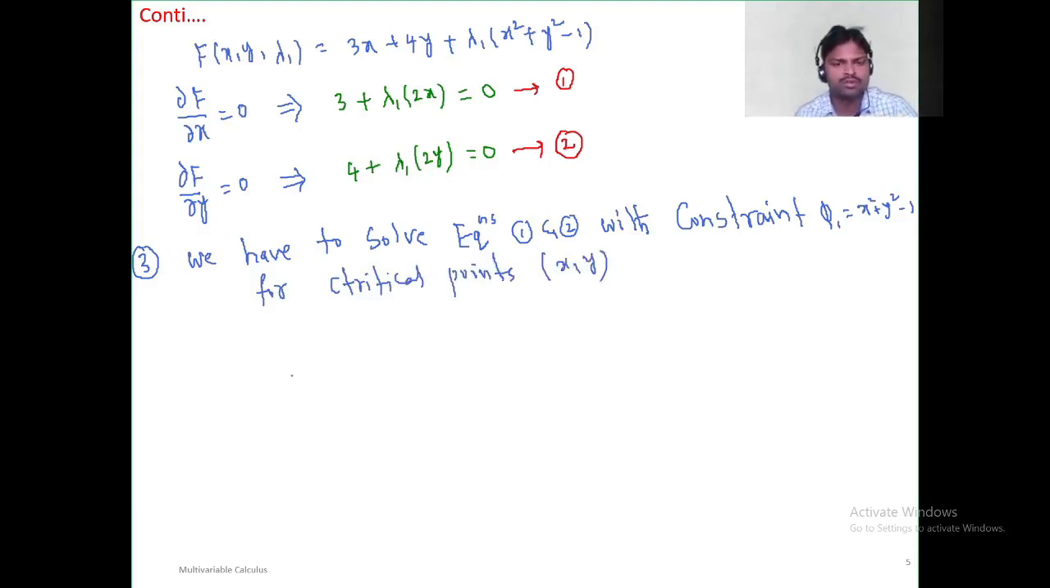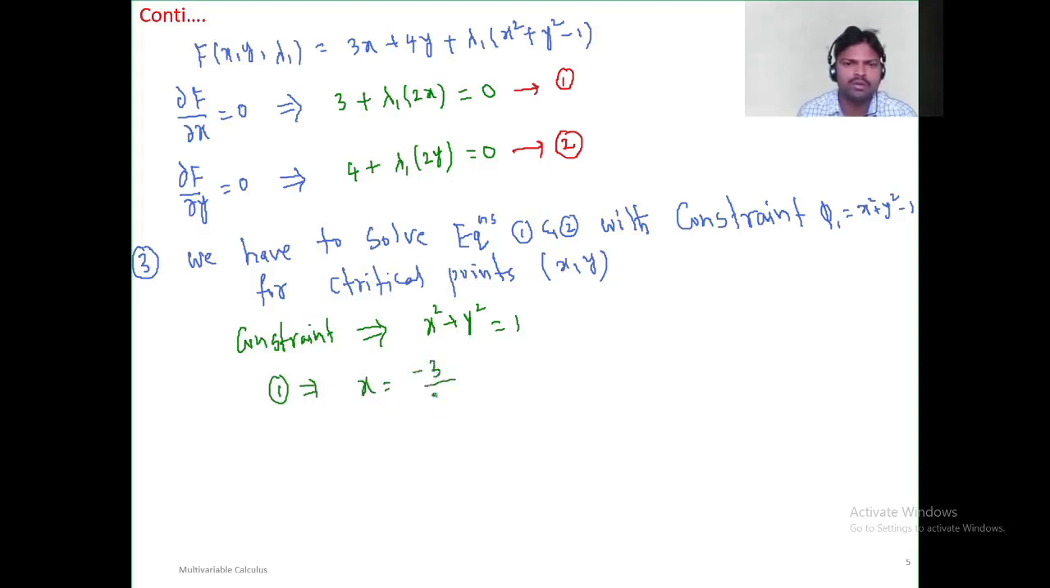So now let us solve those. The constraint here is x square plus y square equal to 1. From equations 1 and 2 you collect what x is and what y is, and substitute here, so that you will get the lambda 1 value. So equation number 1 implies x is equal to minus 3 by 2 lambda 1. Okay, next what is the y value?